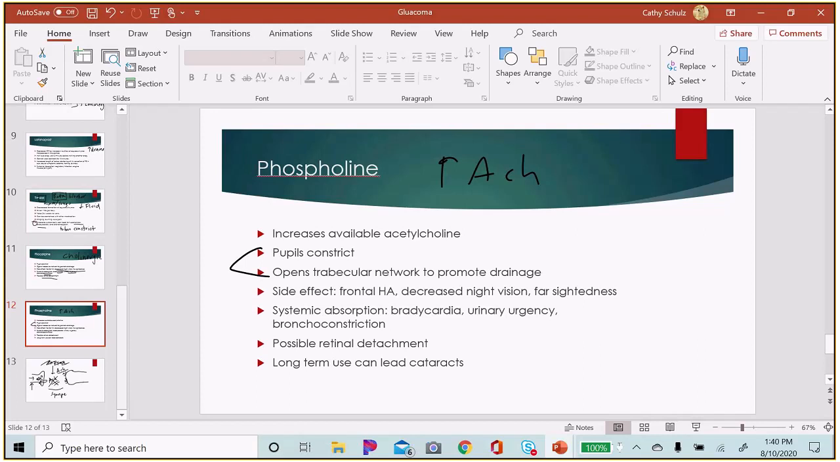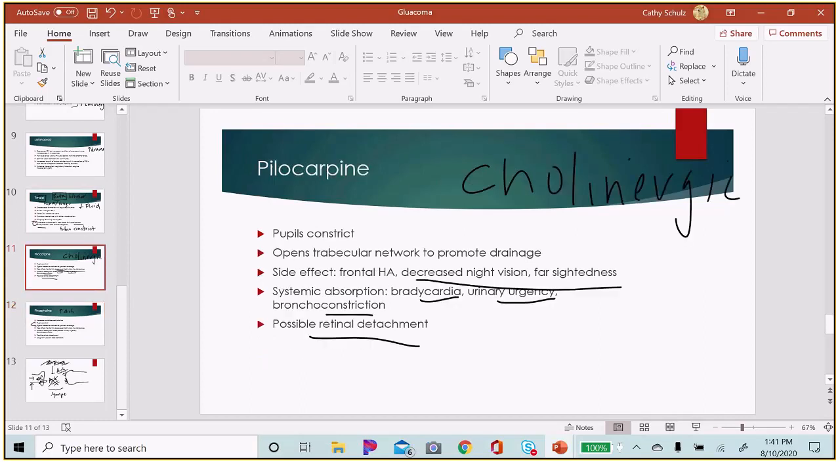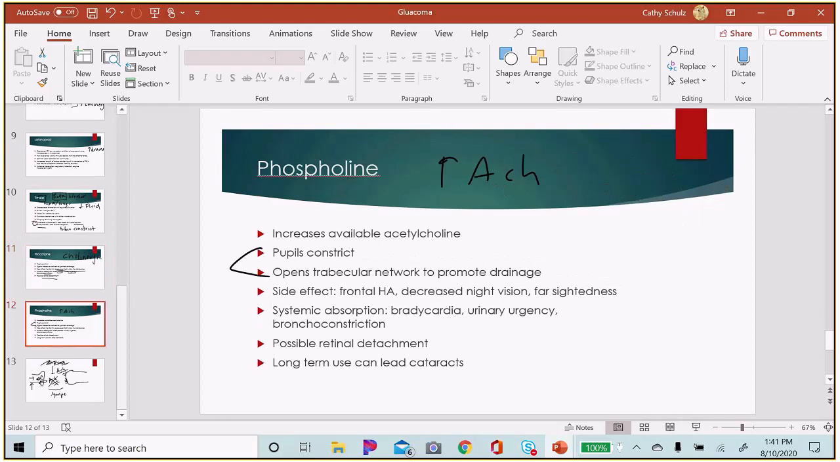So I can expect the same side effects and adverse effects because it's doing the same thing as pilocarpine. It's just a slightly different mechanism. So I'll still have the frontal headache with changes in night vision and farsightedness because I'm constricting the pupil. If I have systemic absorption, I could still get bradycardia, hypotension, bronchoconstriction, urinary urgency. That's all possible. Constricting the pupil can lead to retinal detachment.